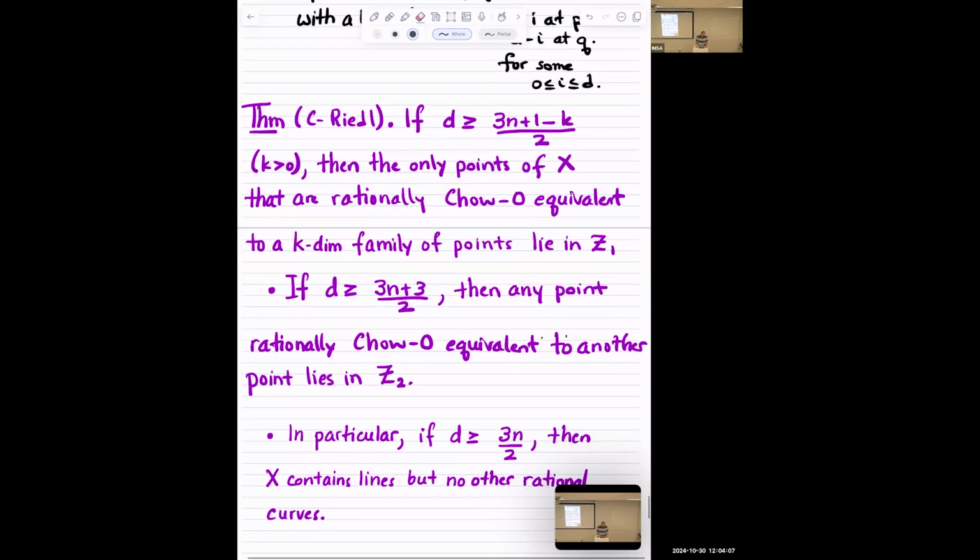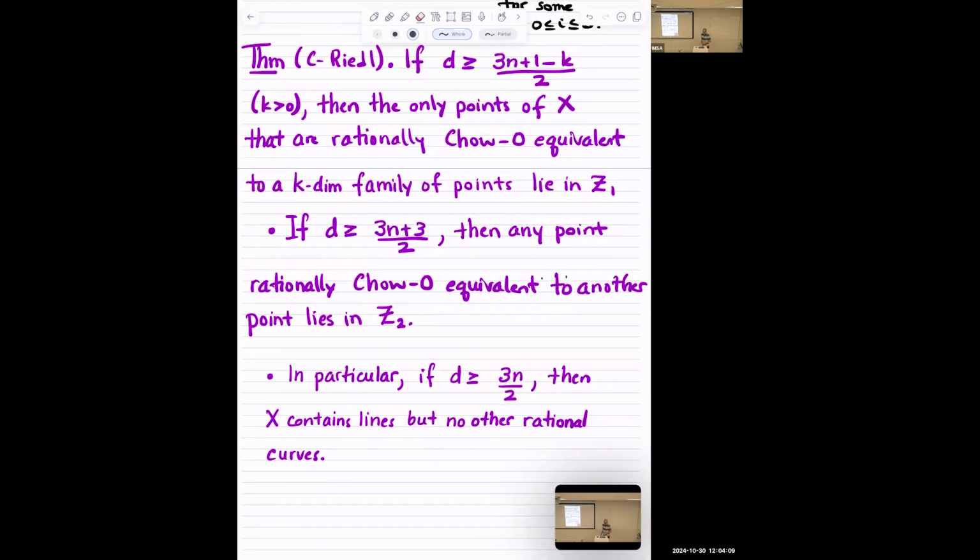Z2. So, in particular, what you learn is a slight improvement of the theorem of Clemens and Ran and Ein. So, in particular, if you have a hypersurface of degree bigger than or equal to 3n over 2, such a hypersurface contains lines with no other rational curves. So lines are the only rational curves you can have on it.